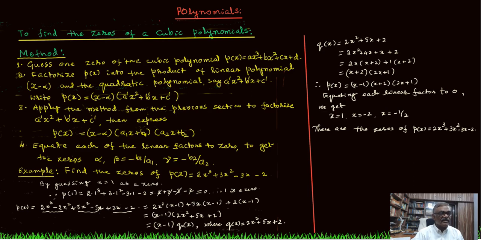First we have to guess one zero, and thereby you can get a linear factor like x − alpha. Then you will get the quadratic polynomial. Again, the quadratic polynomial can be expressed as the product of two linear factors, and then finally you can equate all these linear factors to 0. You will get the 3 zeros of the cubic polynomial.